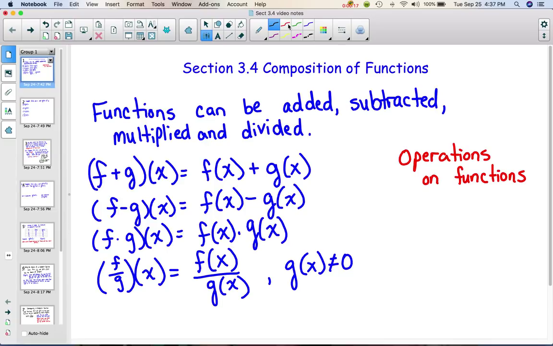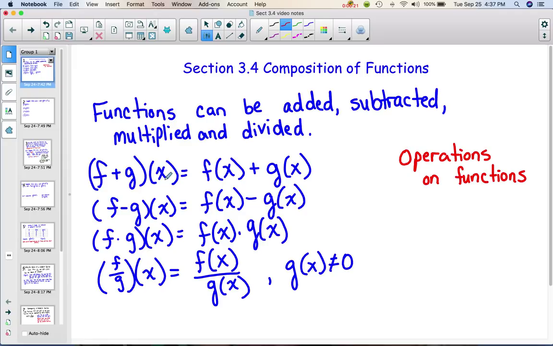So when you see something that looks like this, f plus g of x is how you would read that. You can actually just take f of x plus g of x. You'll be combining like terms and simplifying. f minus g of x is just f of x minus g of x. Multiplying, same thing here. The only difference now with f divided by g of x, you would take f of x divided by g of x, but now we have created a rational function, so we have this additional restriction that the denominator cannot be 0, so we have to consider that.